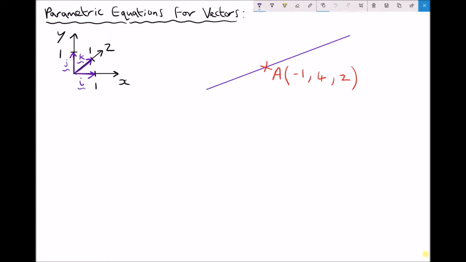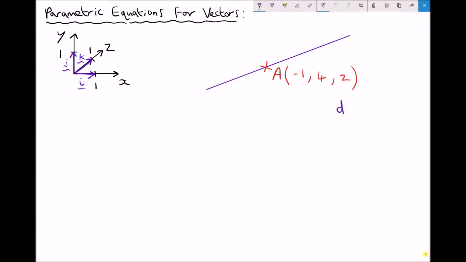So next we can begin to introduce parametric equations, which are used to determine when points sit on lines. In the top right hand corner we've got a diagram. We have a line and we have a point A which sits on that line. Point A has the coordinates minus 1, 4, 2. Now in order to define a line, we need to know two things. We need to know the coordinates of a point on the line, and we also need to know the direction of the line, or the direction that that line is travelling in.